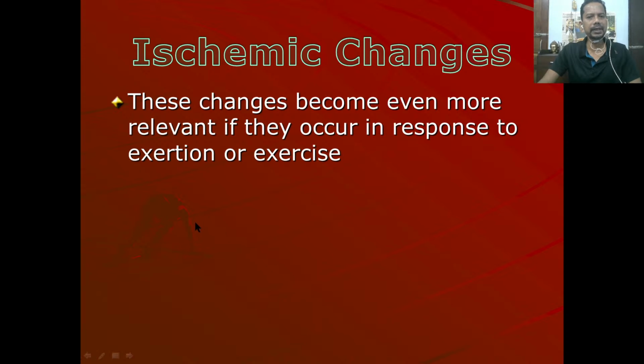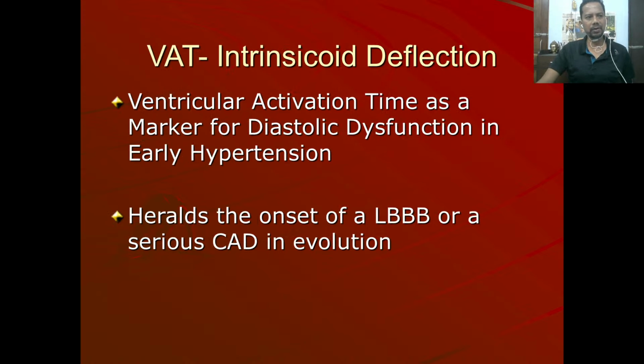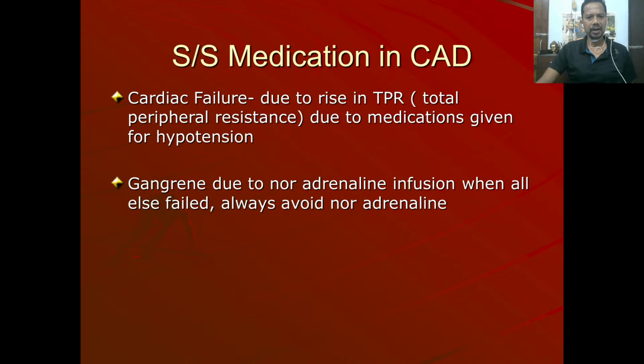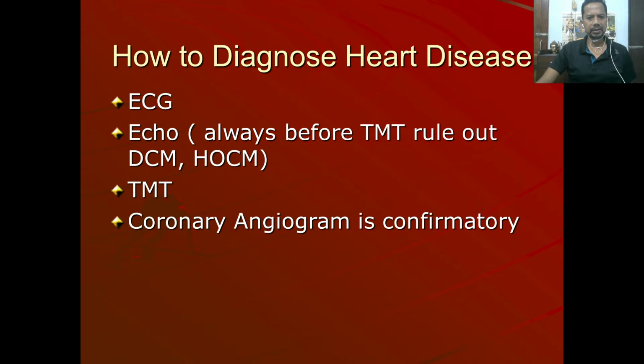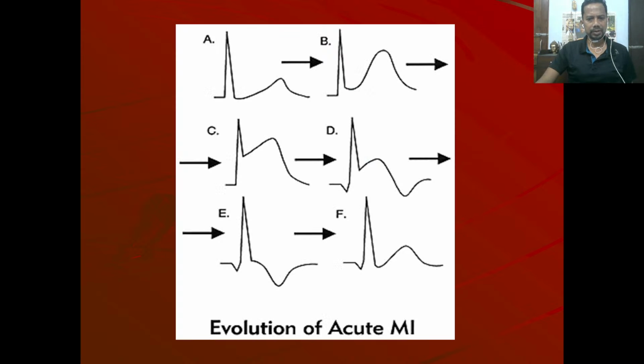And especially when these ischemic changes occur in association with exercise or exertion or a lot of emotional stress, they become very significant because they are the triggers for MI or some cardiac ischemia. So VAT we have discussed, and these we have discussed. So this is what you will see in MI.